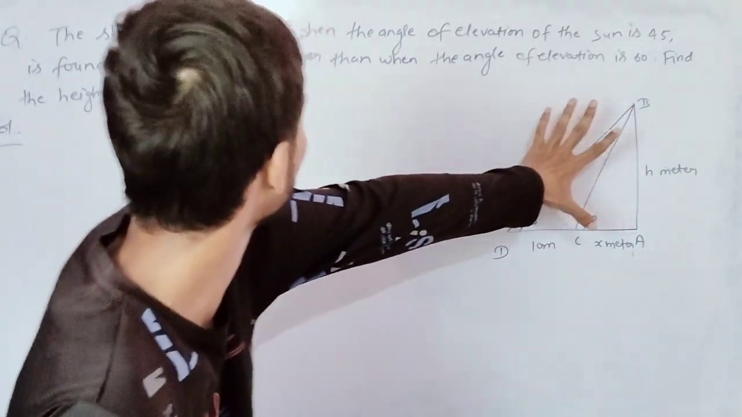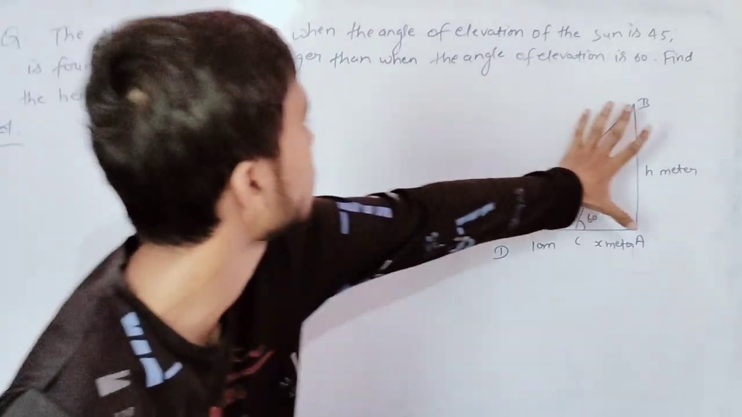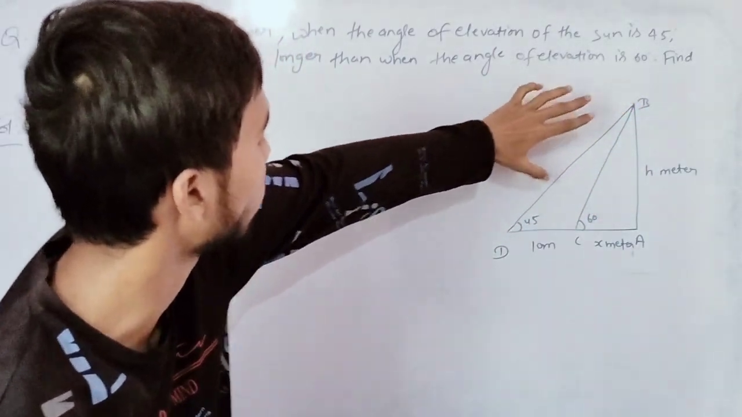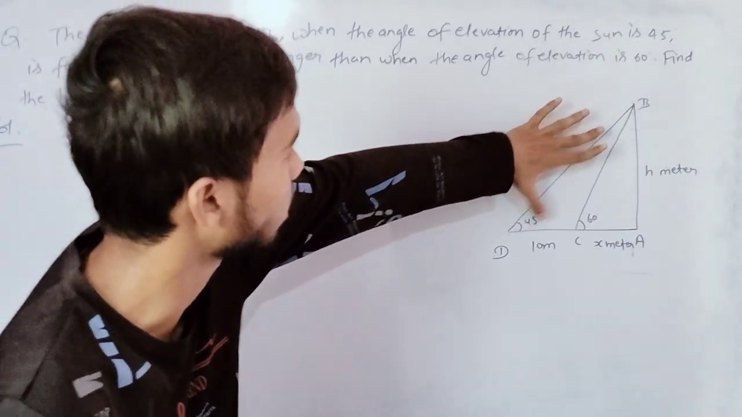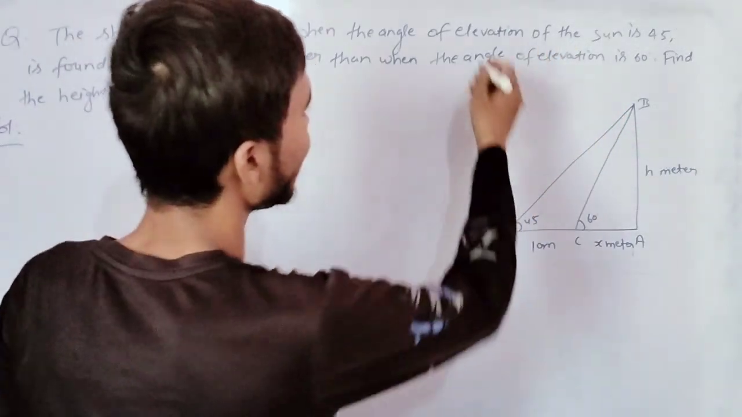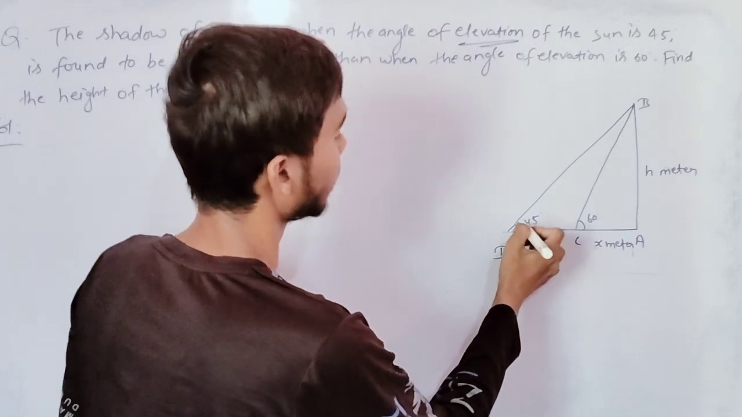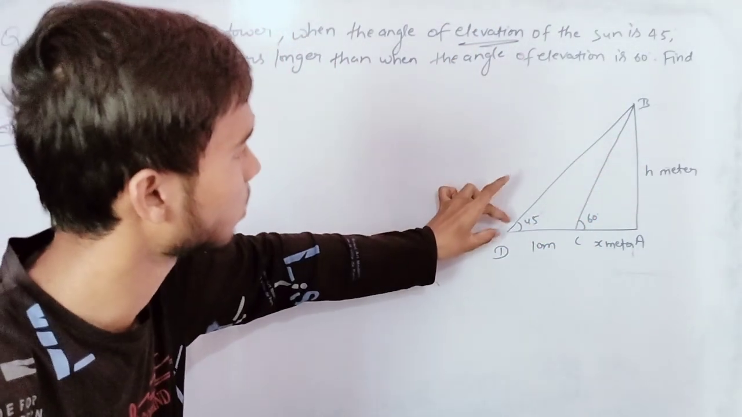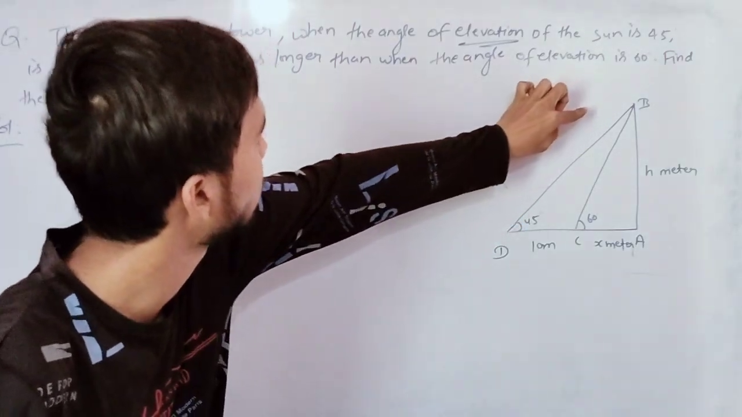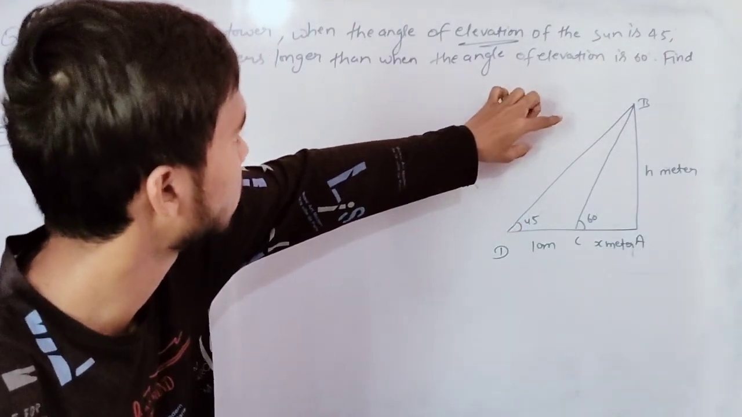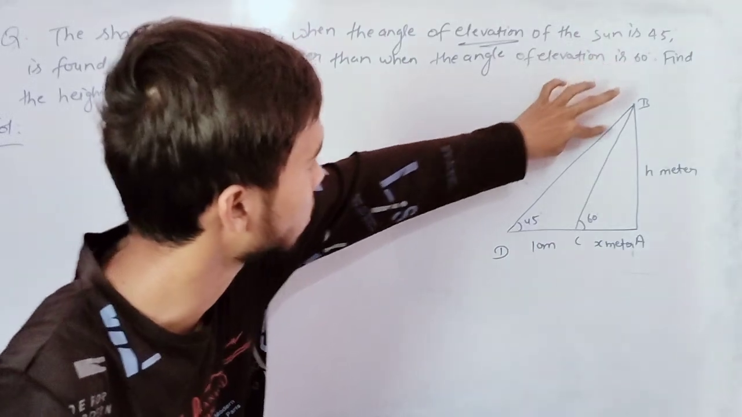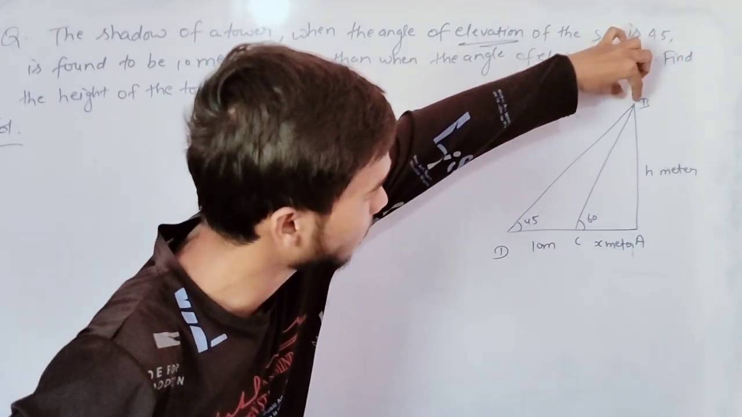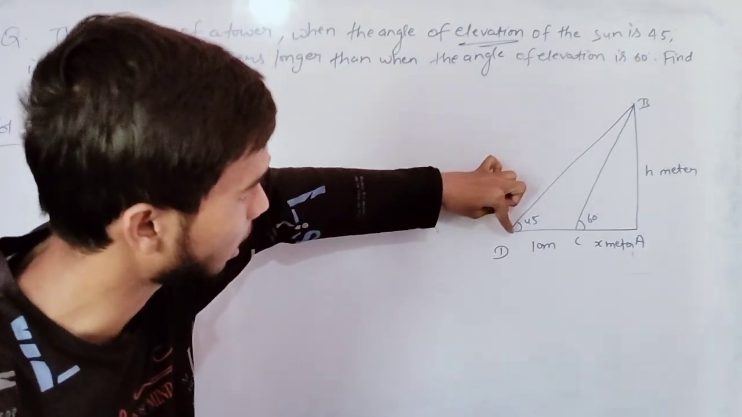Now the shadow of this tower, when the angle of elevation is 45 degrees. So it is an elevation. That's why we are taking this angle, not this one, because of the elevation. This is the sun, the angle of elevation of the sun. If the sun is coming like that, then the shadow of this will be like that.